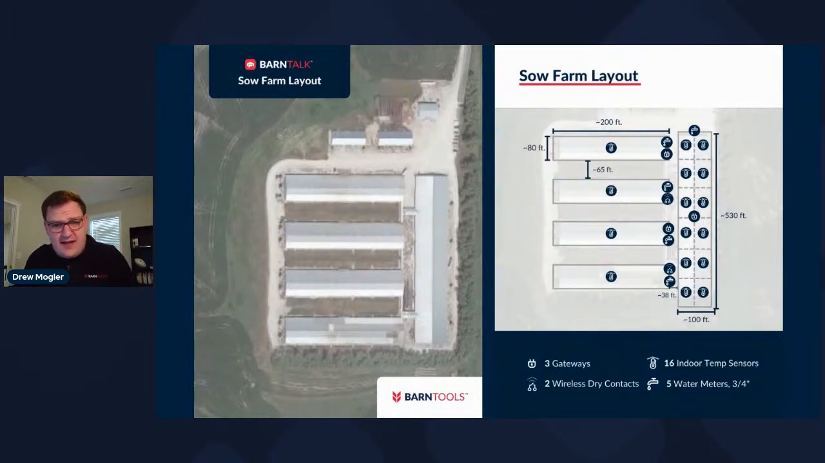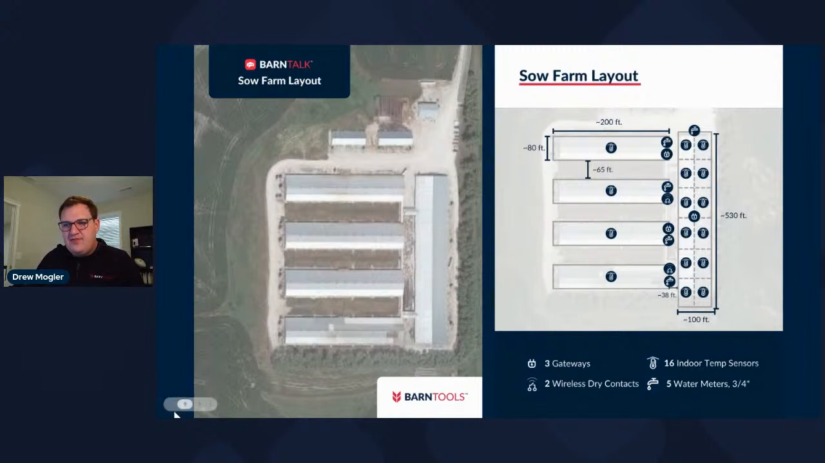And the same thing, like I said earlier, you can use those dry contact inputs to monitor different things like ventilation controllers, water pressure sensors, whatever you're looking for in that particular instance. But typically on sow farm layouts where we have more buildings, we need multiple gateways to be able to handle the connectivity for those particular situations.